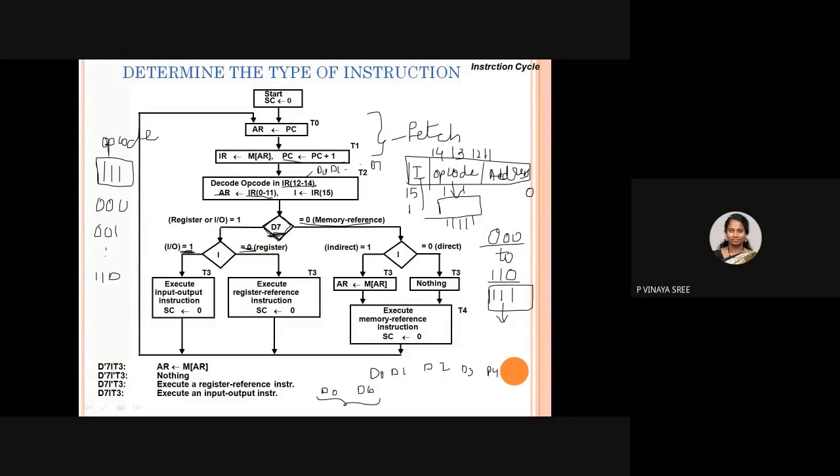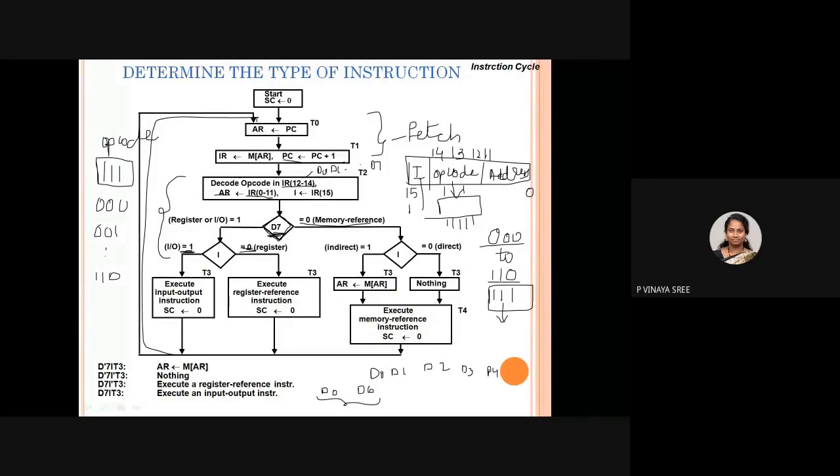So this is the decoding part. Next, this is your execution. Once this is executed, next we have to make the sequence counter 0 again, and then start with the next instruction. So now let us consider it is not 1 here, it is 0. That indicates it will execute a register reference instruction and make the sequence counter 0, and again it starts with fetching the next instruction.